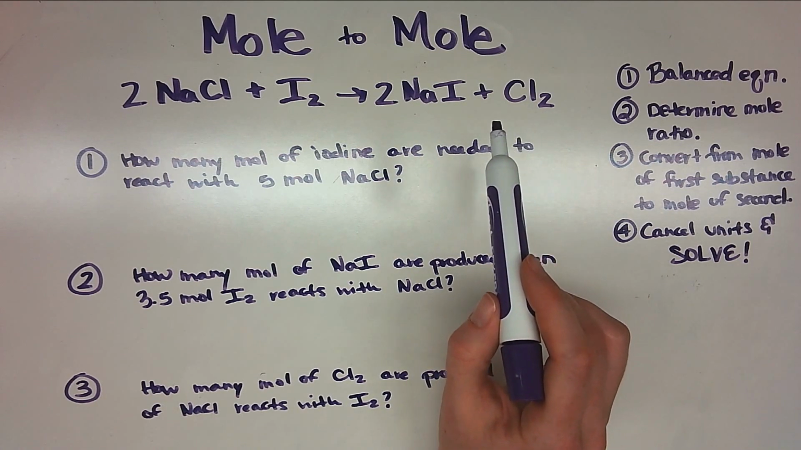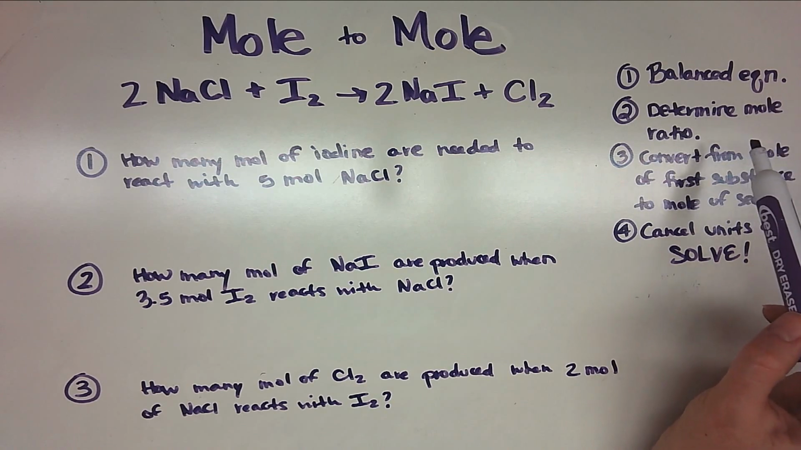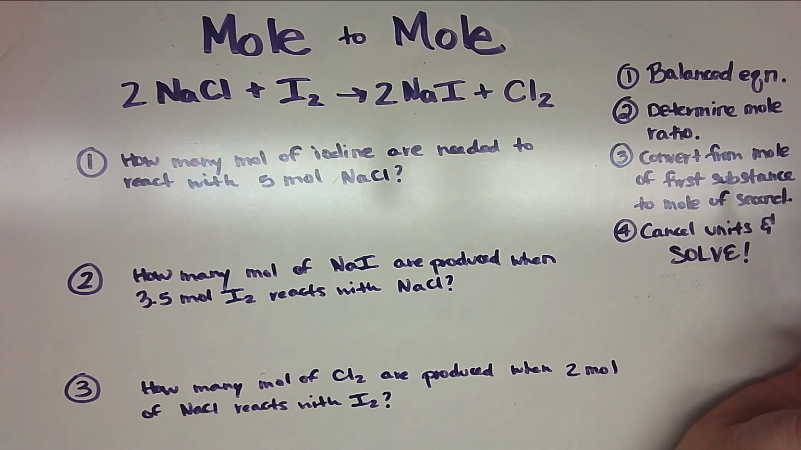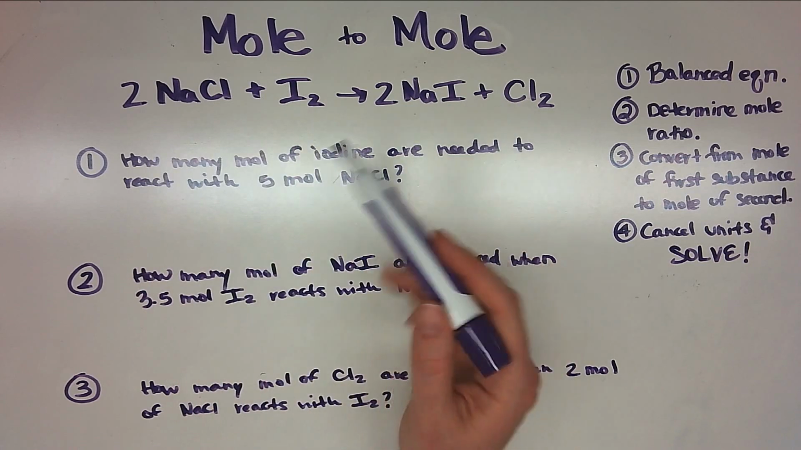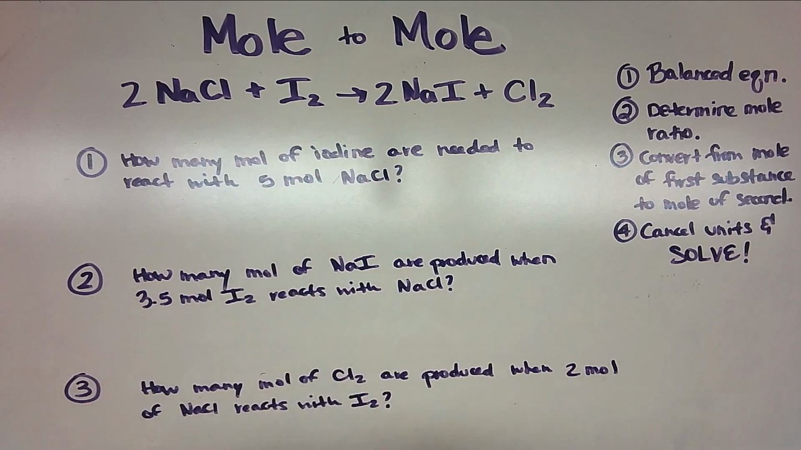Alright, so our steps for these problems will be to make sure that our equation is balanced, to determine the mole ratio, and to use that to convert from mole of our first substance to mole of the second. Then we're going to cancel our units and solve. First and foremost, our equation is already balanced, so we can just skip step 1 for 1, 2, and 3. We're going to go ahead and get started.